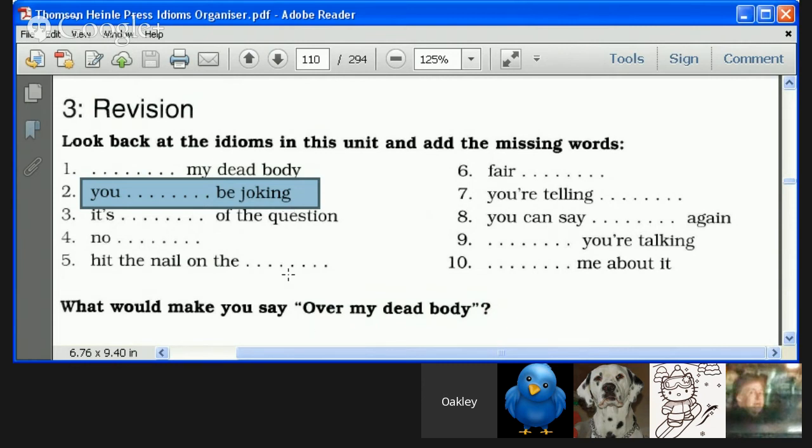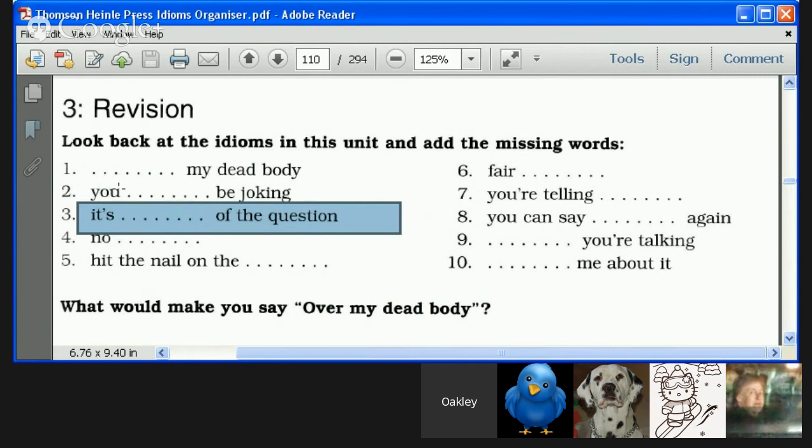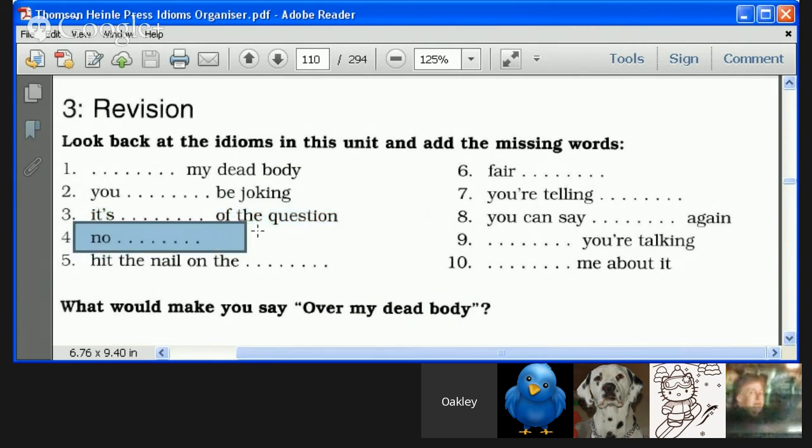All right, again, an action. "You must be joking." "Yes, I am. Just kidding." Okay, Ken. "It's out of the question." Yeah, okay. It's not going to happen. It's out of the question. Okay. Discussion over. It's out of the question.